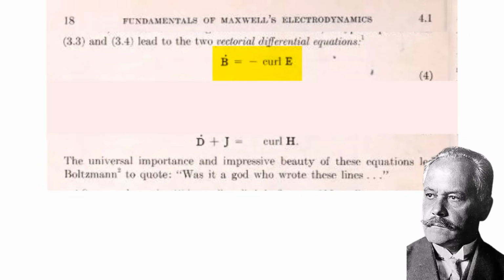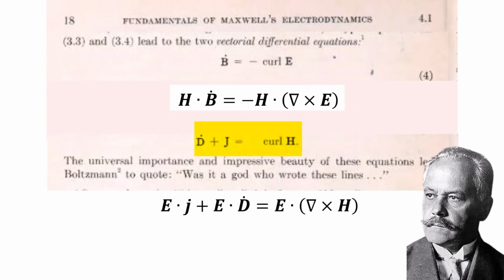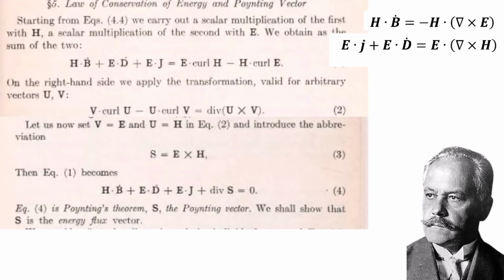Sommerfeld began with Faraday's law of induction, and then he took the scalar multiplication of H to both sides of the equation. Then he took Ampere's law with Maxwell's addition, and added the scalar multiplication of E to both sides of the equation. Combining equations, he got H dot dB/dt plus E dot dD/dt plus E dot J equals E dot the curl of H minus H dot the curl of E. Finally, he used the math relationship to get the final equation, that H dot dB/dt plus E dot dD/dt plus E dot J plus the divergence of E cross H equals 0.